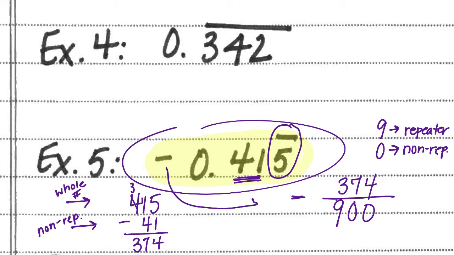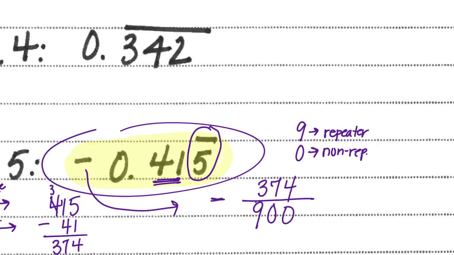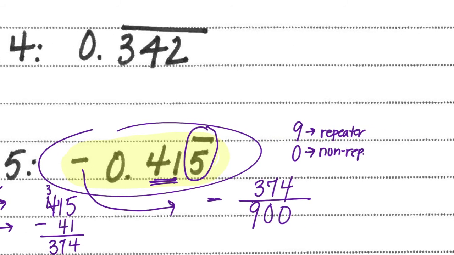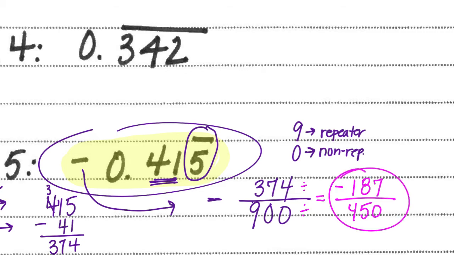Now, the negative came from the negative right there. And you do have to see if this can reduce, and you need to know your divisibility rules. So if it can reduce, reduce. And when I reduce, this just could reduce by 2. So I divide everything through by 2. And I know that I have 450 on the bottom, and it looks like I have 187 on the top, but remember that's going to be a negative 187 over 50.